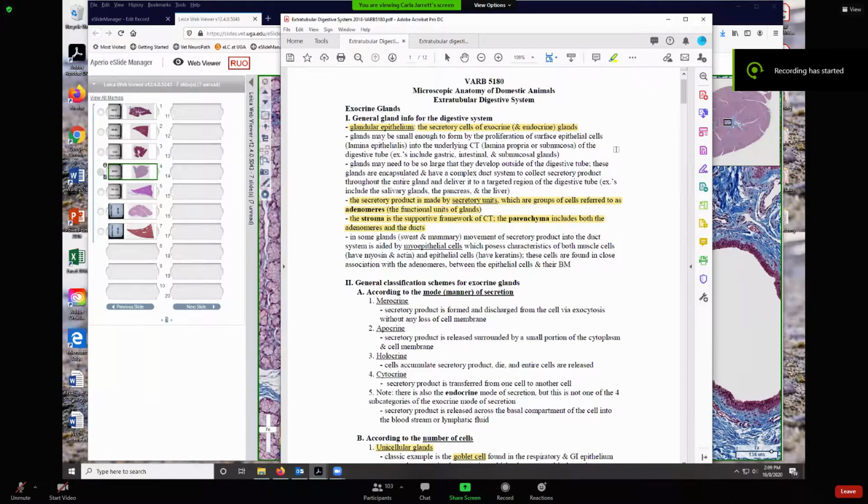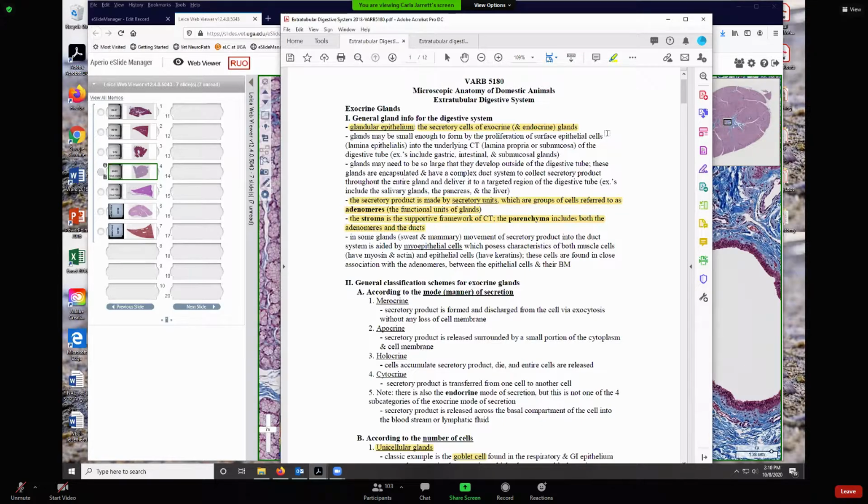These are the lecture notes for the extratubular digestive system. And I've gone through them and I've highlighted things that I want to draw your attention to, okay? And a lot of these things that I've highlighted, I'm going to actually show to you on the screen with the slide. So just to get started, we're on the extratubular digestive system.